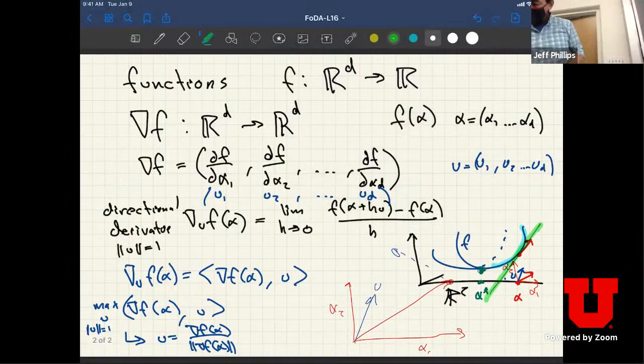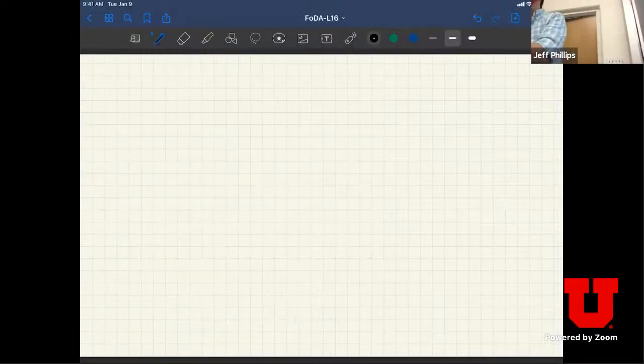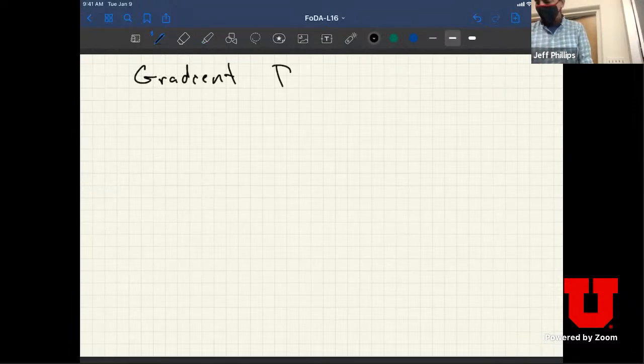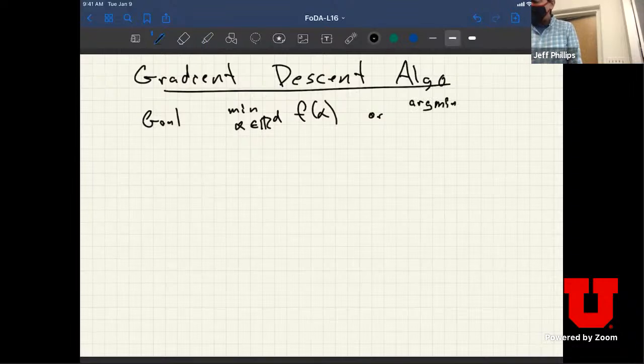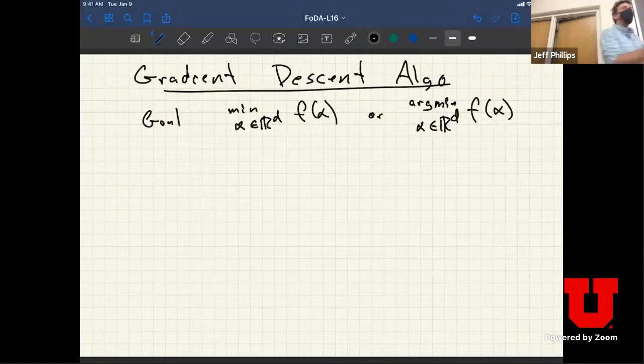Okay, good. So finally we can talk about gradient descent. The gradient descent algorithm. Again, the goal is to minimize over alpha in R^d this function f of alpha, or often the arg min over alpha in R^d, where we want to recover the actual parameters alpha. So I want to either find the minimum value of the function or the arguments which give me the minimum value. That's what the second one is saying.